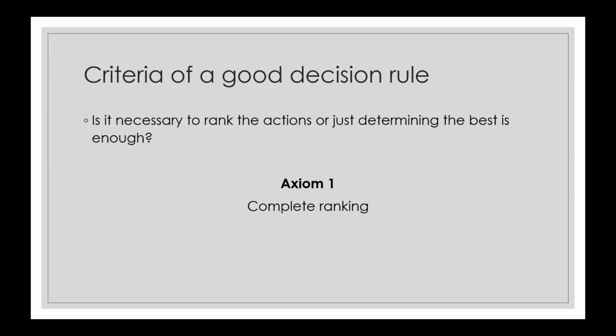So let's just have a short review. So first is complete ranking. It means that the rule should be able to give us a ranking of the actions. So it should give us the best, the second best, third best, and the worst action, something like that. So that when we have to make a decision later, and in the case that the best option is no longer viable or it's no longer possible to take, then we can take the next best action and so on and so forth. So this is one of the criteria that we require for our decision rule. It should give us a ranking.